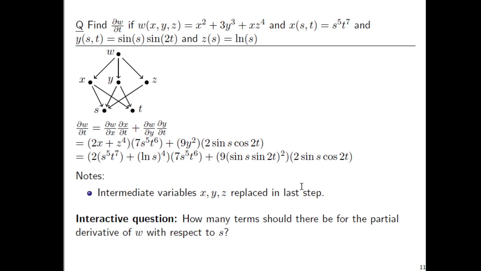Interactive question. How many terms should there be for the partial derivative of w with respect to s? I think this is basically given away here, but I want you to really think about why there's a certain number of terms for dw/ds versus dw/dt.